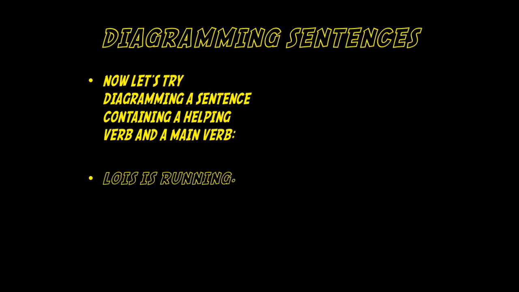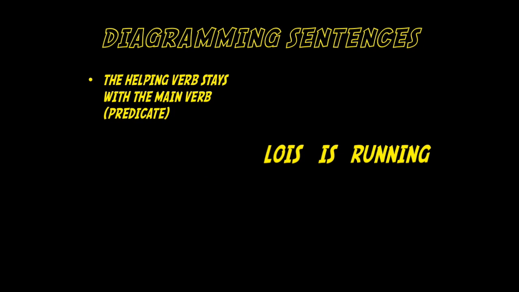Now let's try diagramming a sentence containing a helping verb and a main verb. The helping verb here, the word is, stays with the main verb or predicate. So Lois is running. We're just going to keep is with running. We're going to address them as one solid thing, is running. Because after all, the helping verb needs to help the main verb, so it needs to stay with it.